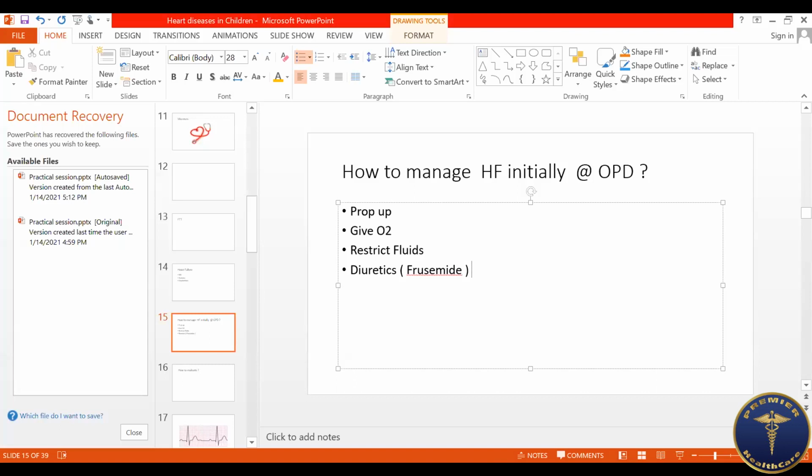With that, he will get reasonably better. But then what do you have to do? You will have to find out why he has got this heart failure. This is due to an underlying problem, right? Then we'll have to treat that underlying problem. Detect and treat the underlying problem.